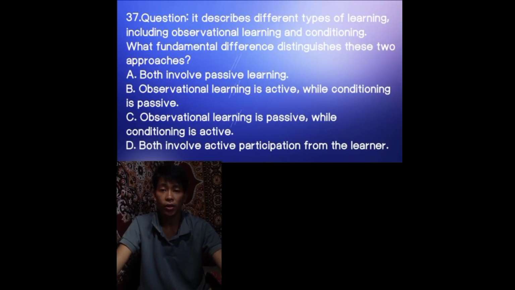Number 37 question. It describes different types of learning including observational learning and conditioning. What fundamental difference distinguishes these two approaches? A. Both involve passive learning. B. Observational learning is active while conditioning is passive. Letter C. Observational learning is passive while conditioning is active. Letter D. Both involve active participation from the learner.